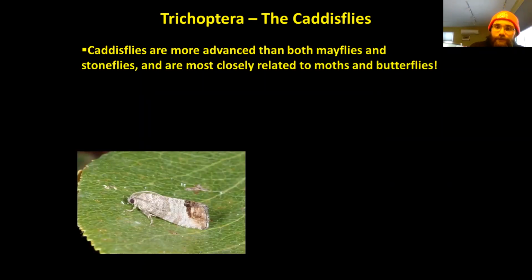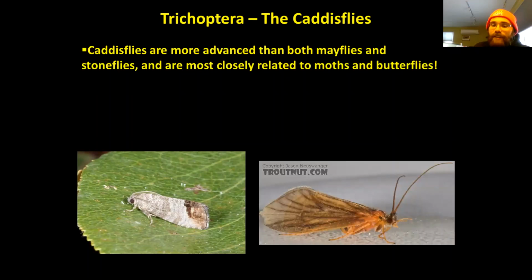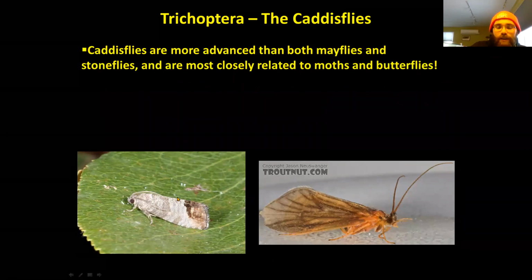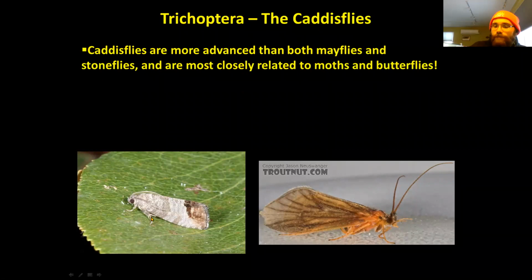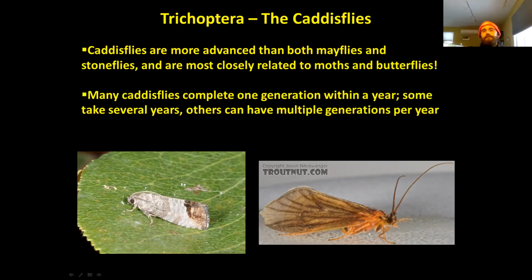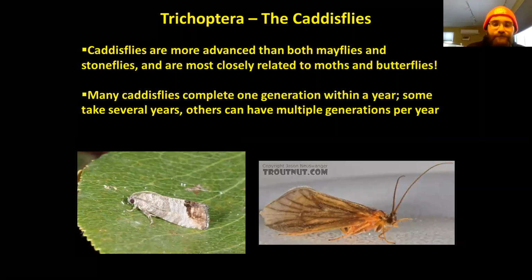So when you take a look at a moth in comparison to a caddisfly, you can see it's there. Similar way of holding the wing structures. Overall build is relatively similar. And there's other features that are pretty similar as well. Many caddisflies complete one generation within a year. Some will take several years, while others can have multiple generations per year. Usually it depends on how resources are going within the stream, as well as just the general setup of the species.